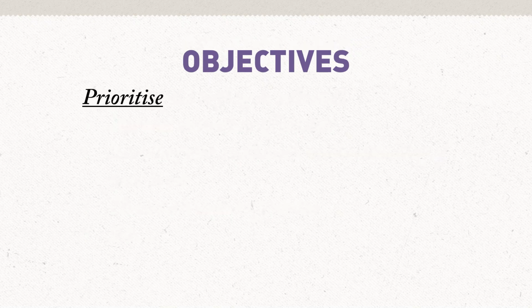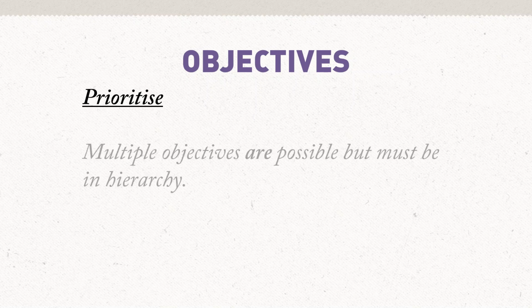And with objectives, I always encourage that you prioritize them. So I understand that some things do have more than one objective. Maybe you're primarily looking to raise money, but also if you educate your supporters, that's great too. But what's really important here is that you have a hierarchy. So you have to know what is your most important objective and what are the ones beneath it in order.